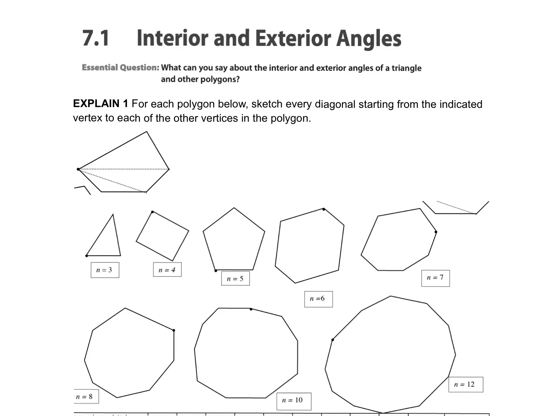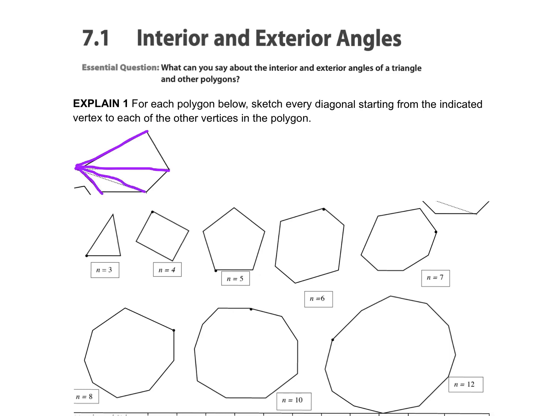Okay, so 7.1 is interior and exterior angles. And we're going to learn some more about the interior and exterior angles of a triangle and other polygons. So for this little activity, we're going to sketch every diagonal starting from the indicated vertex to the other vertices. So see, here's the indicated vertex, and we go to each of the other vertices.